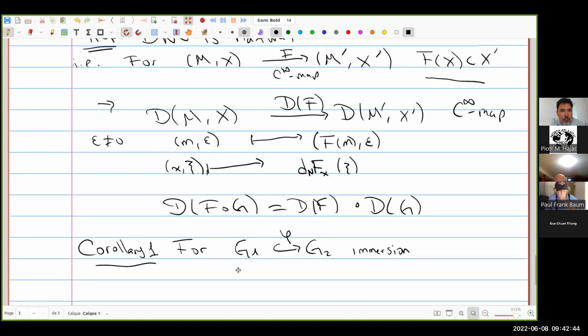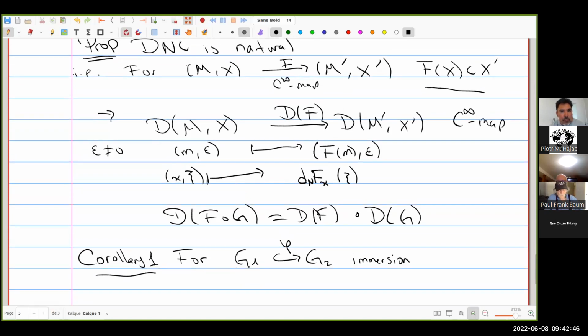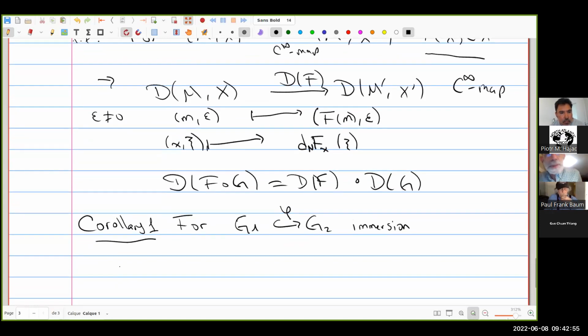Then the deformation to the normal cone construction, since it's functorial, gives you a way to apply it to the entire immersion. So that means that there is a Lie groupoid. This is the essential word here. I will define a new groupoid, which is called the normal groupoid. Maybe you have heard about the Connes tangent groupoid, which is a particular case of this.